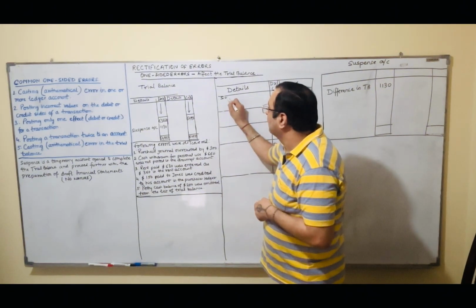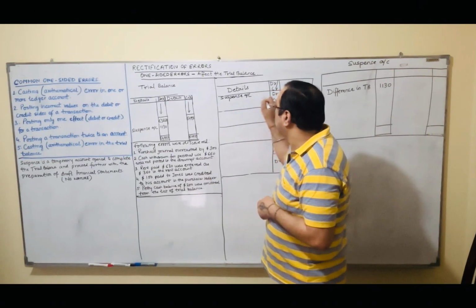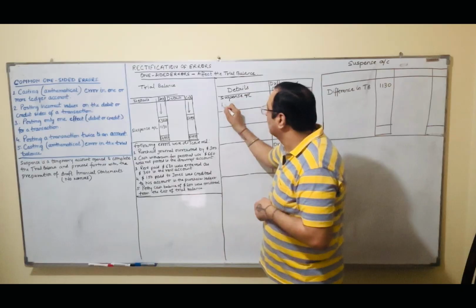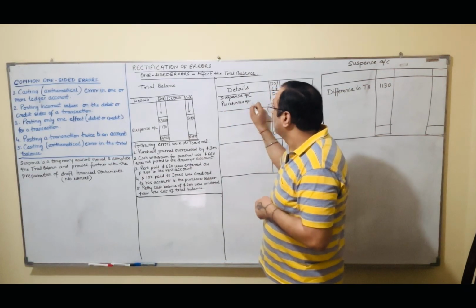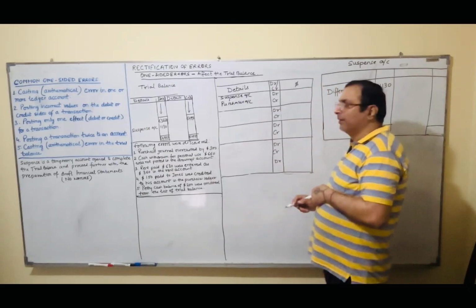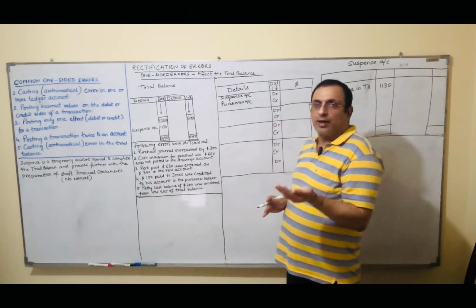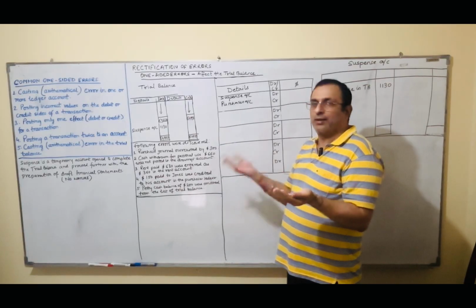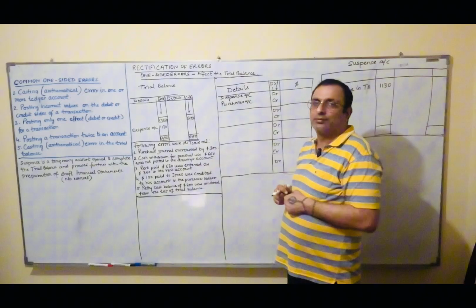I will write suspense account in the debit and purchase account in the credit. Why? As I told you, when debit is more, I have to write the same amount in credit. Right? This is what we do.